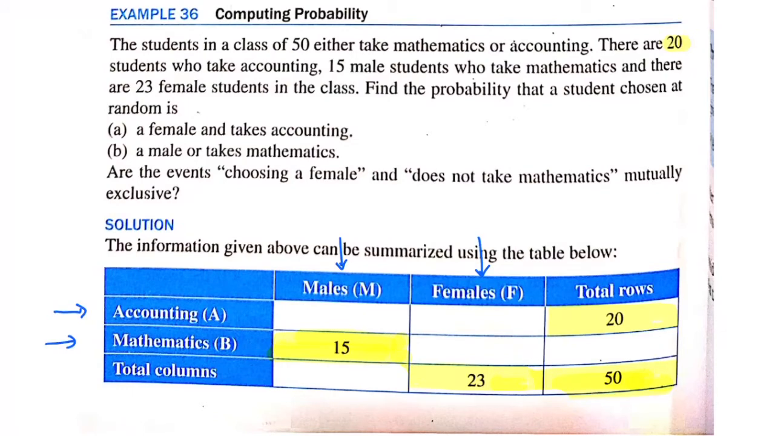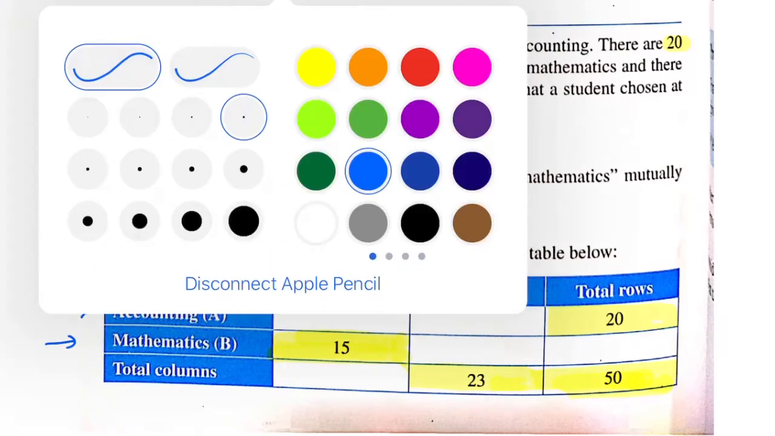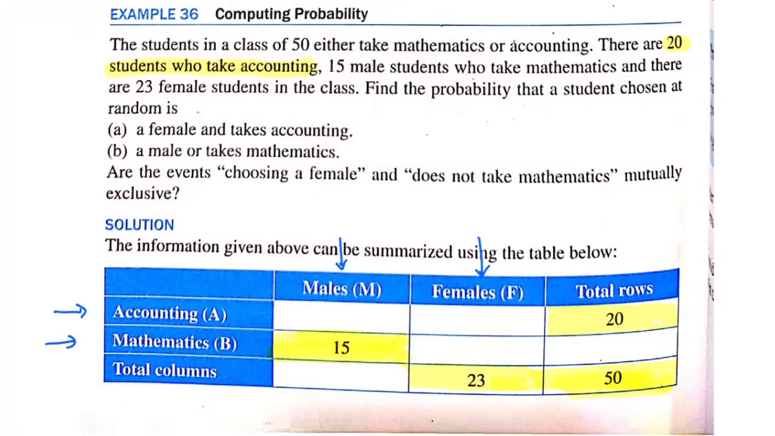So let's see what is written here. There are 20 students who take accounting. So let's write here that the total number of students taking accounting is 20. This is what we know. Let's read the next statement. 15 male students take mathematics. So for the intersection of mathematics and male, it is 15 students. Let's write here 15.